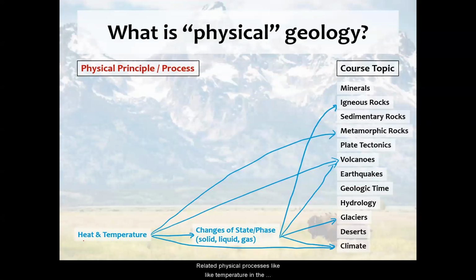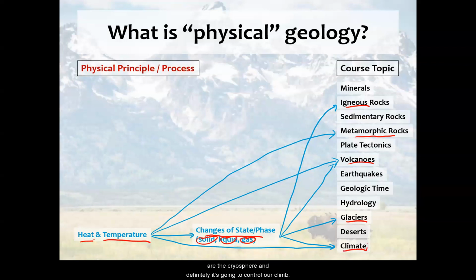Related physical processes like temperature and the concept of heat energy being transferred, and how that affects the changes of state of matter. So at some point you learned about how matter is solid, liquid, and gas, and that is going to affect a host of other processes. So igneous rocks form because liquid rock turns into solid rock. Metamorphic rocks, the minerals in them change because of the effect of heat in part. Volcanoes, clearly driven by liquid rock and solid rock and the interplay between those. Glaciers, this is solid water and the way that it forms from liquid water or gaseous water. So that's going to drive the glaciers or the cryosphere.